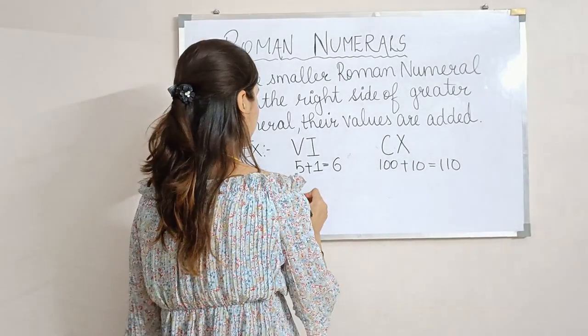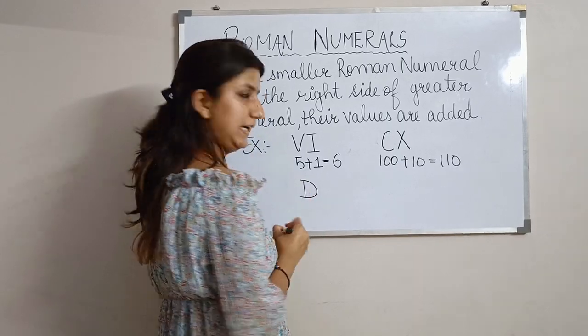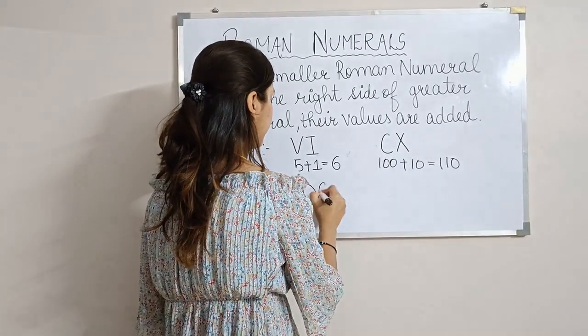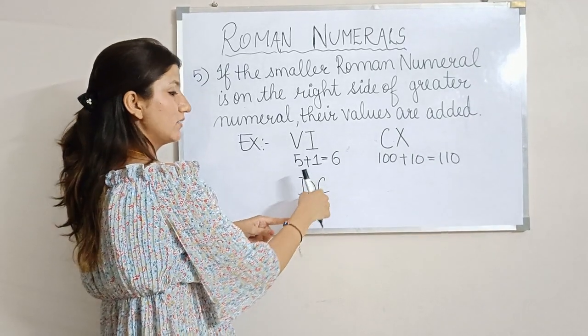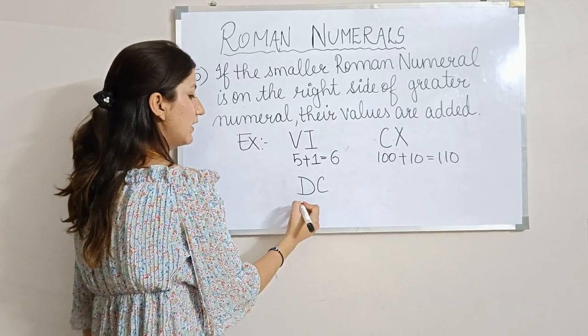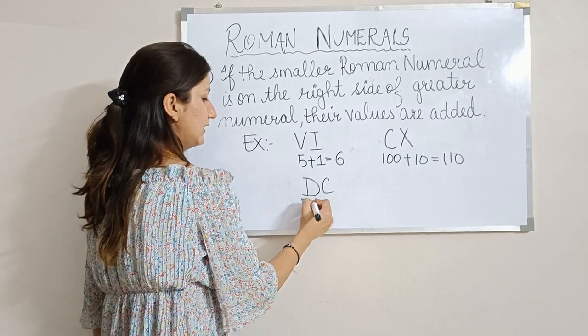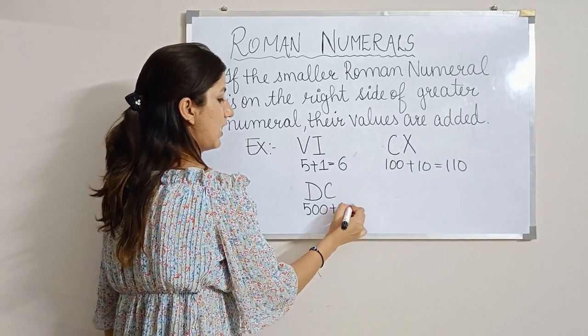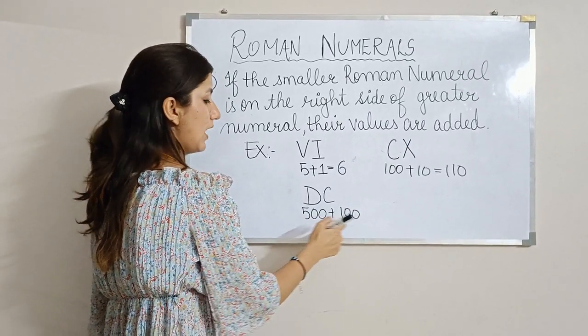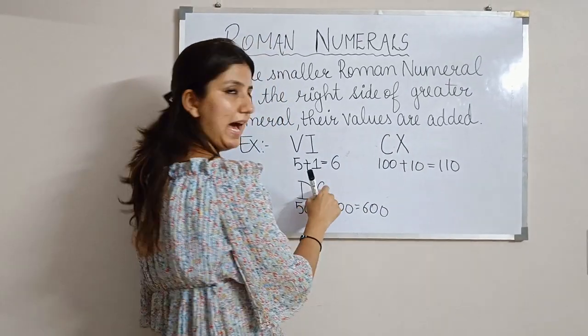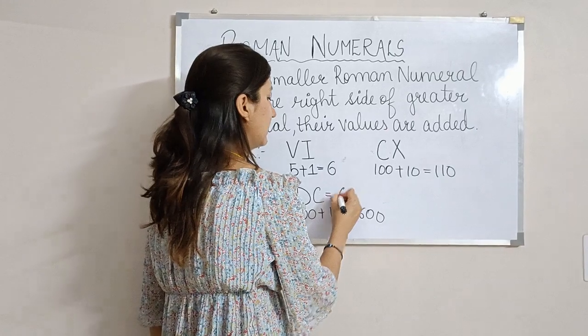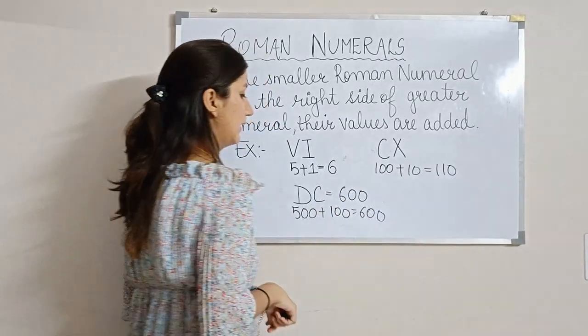Now let's take one more example. This D. D is the symbol of 500 and this C is the symbol of 100. This smaller one is on the right side of the bigger one. Their values will be added. D is for 500 and C is for 100. When we add these two numbers, it will give 600 as the sum. So D and C, DC combined, is the symbol for 600.